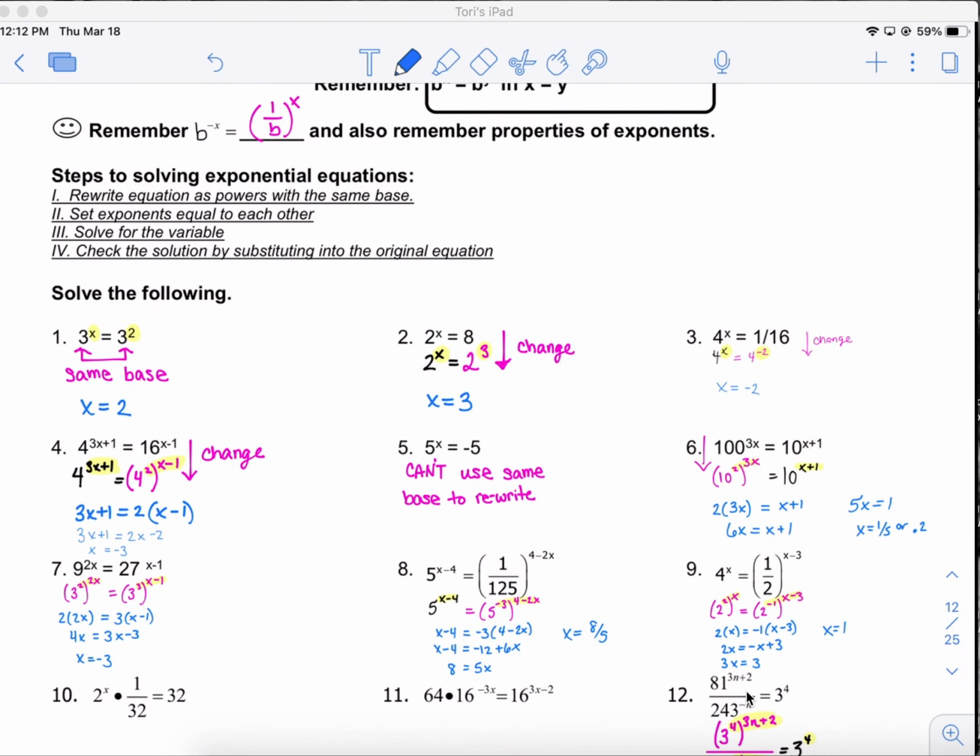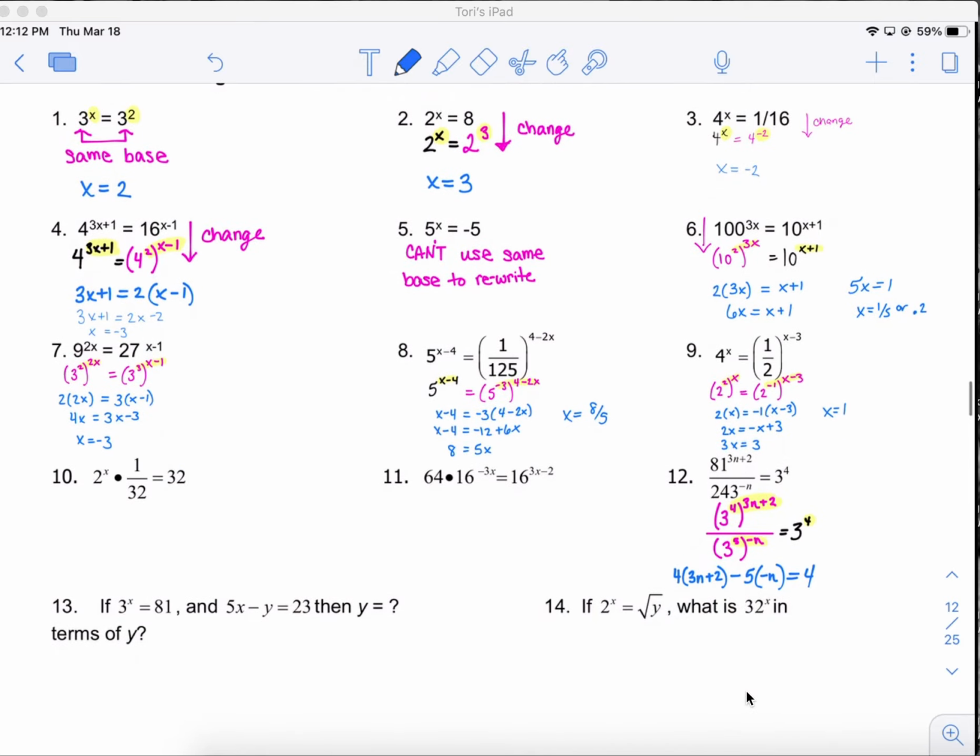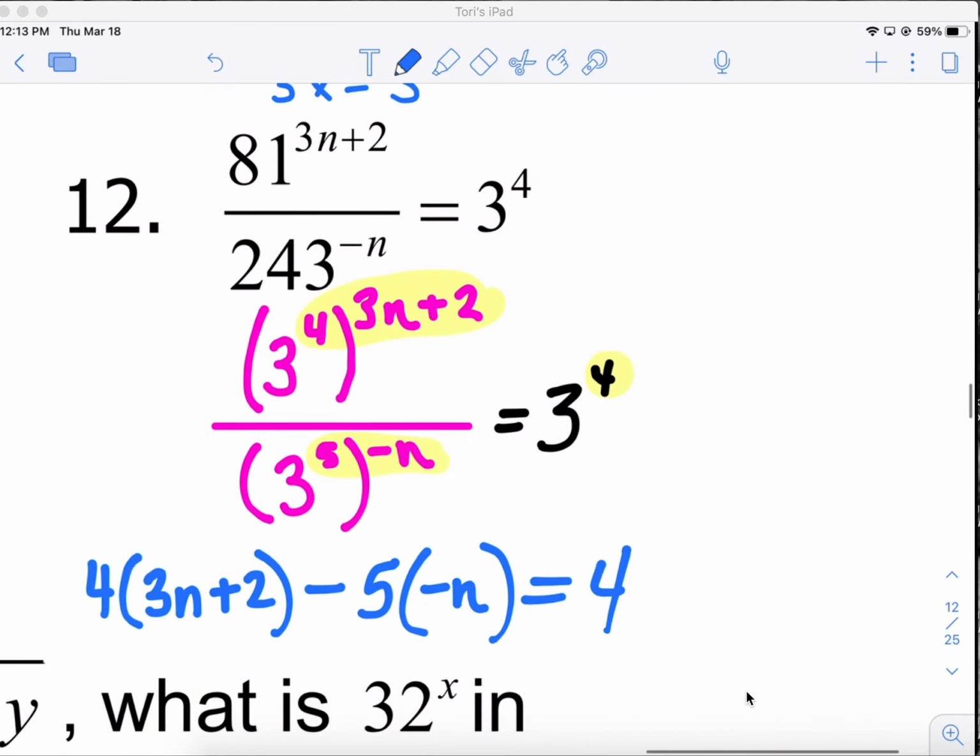So we're doing problems 1 through 9 are already set. I'm going to explain on number 12 what we're doing for the rest of these. Okay? All right, on problem 12, let's look at this one.